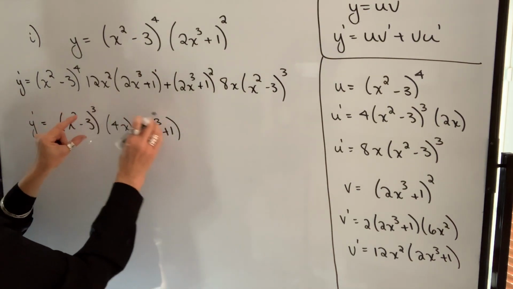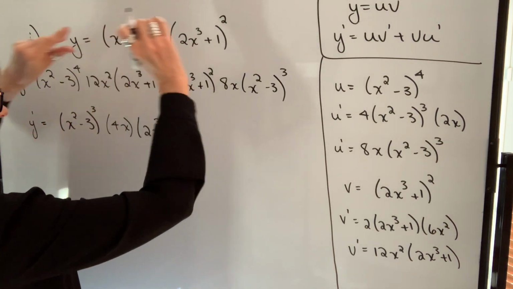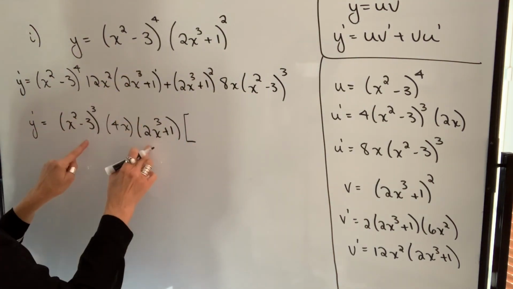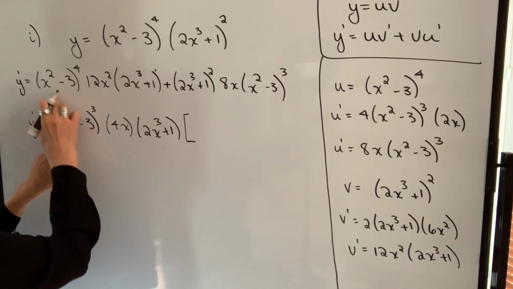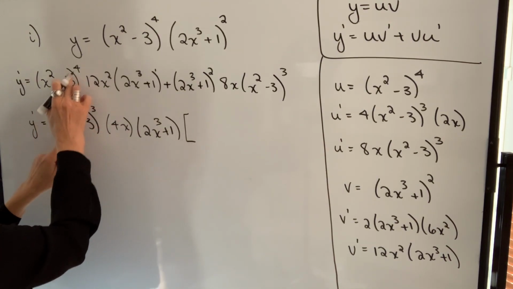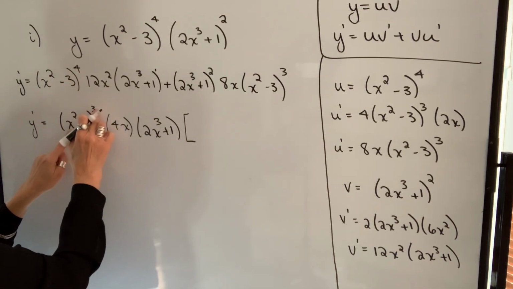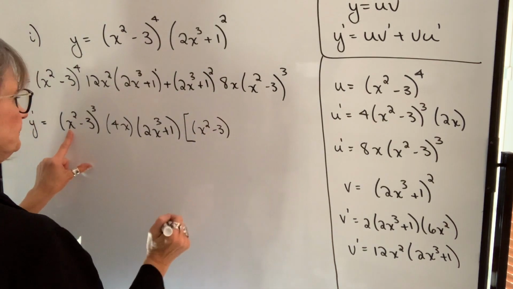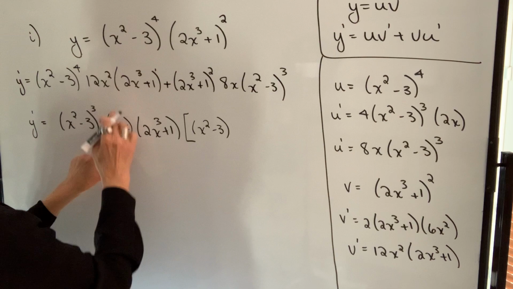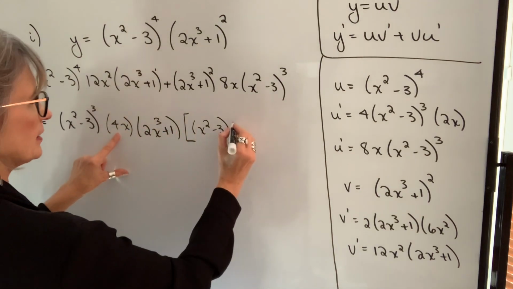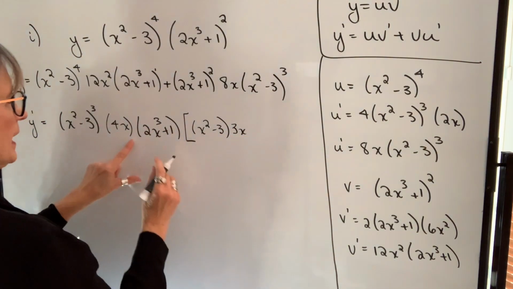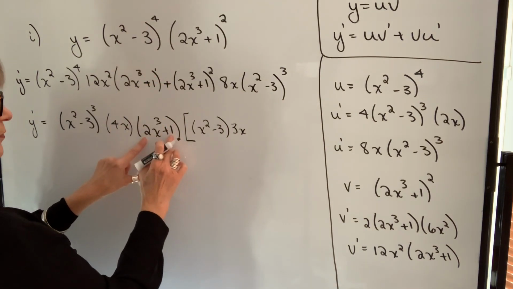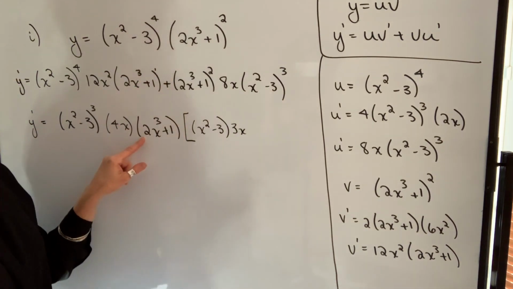So I'm taking each of these factors out of this term and this term. So in other words, I'm dividing this by this, and what will I be left with? When I divide this to the power of 4 divided by it to the power of 3, I'm left with x squared minus 3 to the power of 1. When I divide 12x squared by 4x, I'll end up with 3x. And when I divide 2x cubed plus 1 by 2x cubed plus 1, it will cancel.